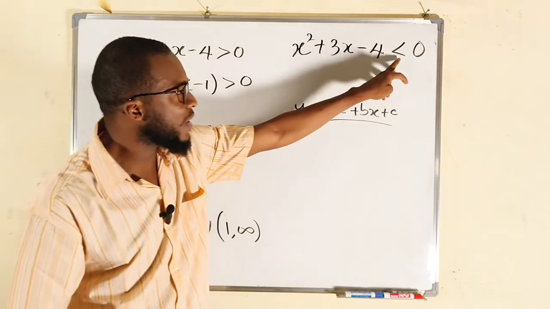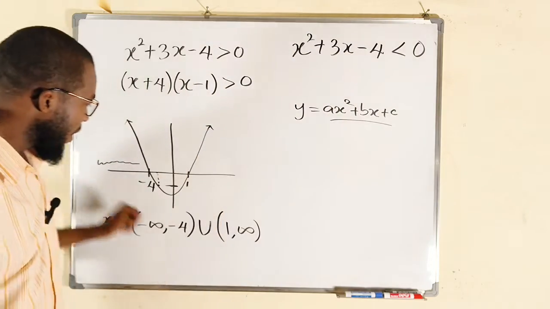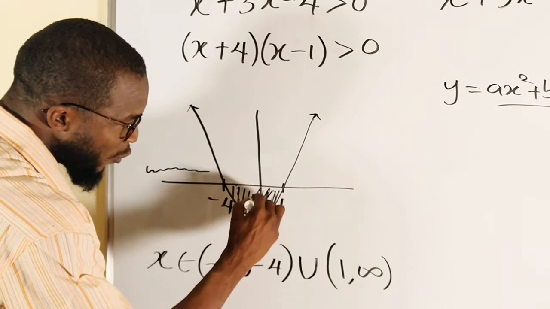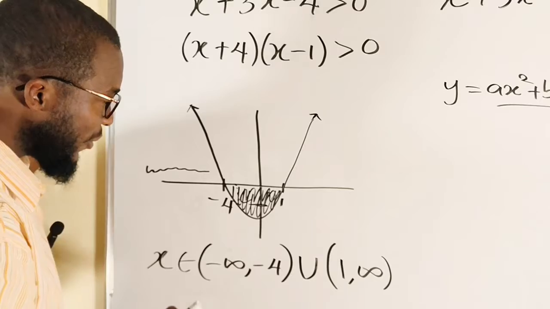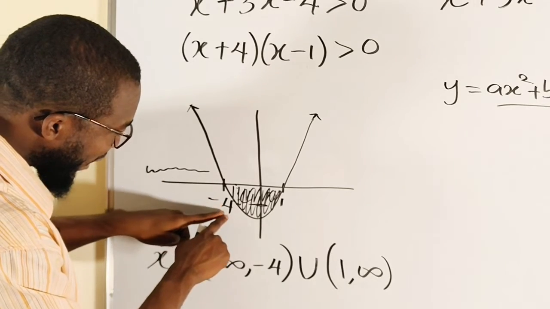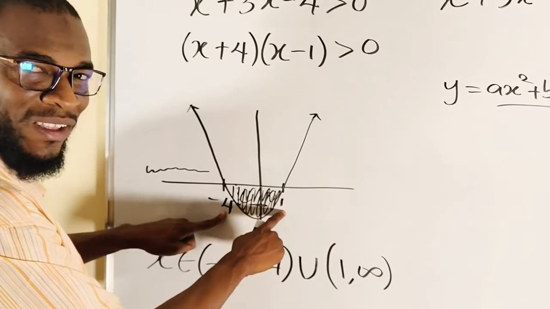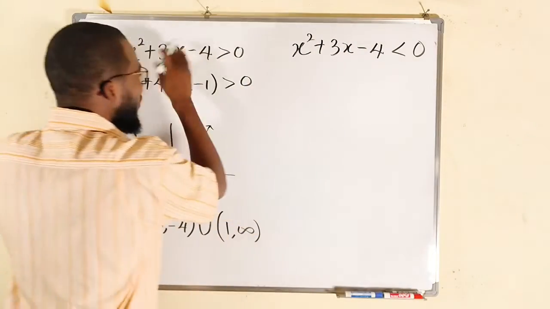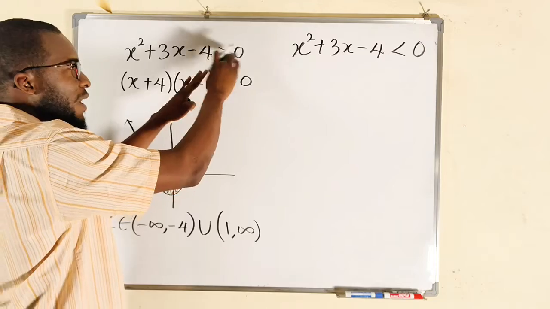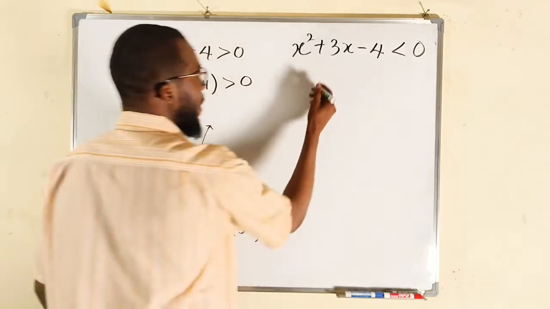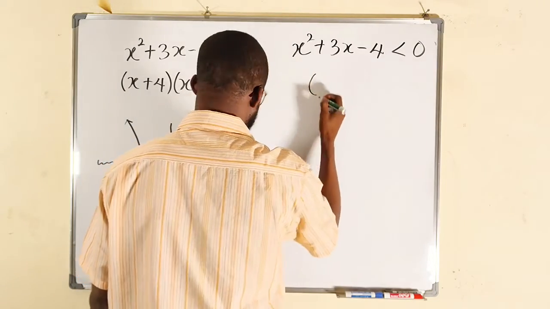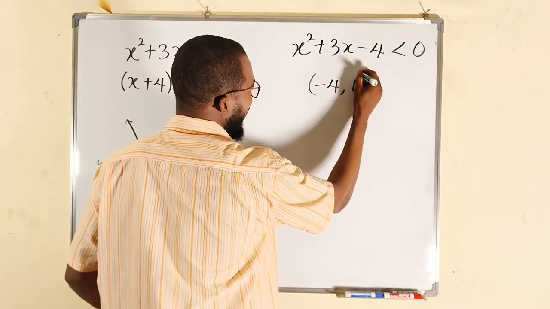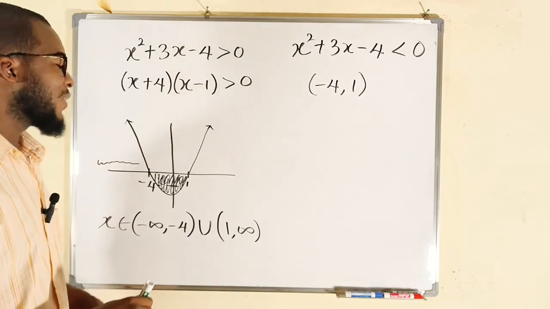But what about in a case where we have less than 0? You can see that all this portion is where you have y to be negative. So we expect everything from -4 down to 1. That is where we're going to get the solution. So for this one, since the expressions are exactly the same, just that they have a difference of inequality, this will have a solution from -4 to +1. And that's just the difference between them.